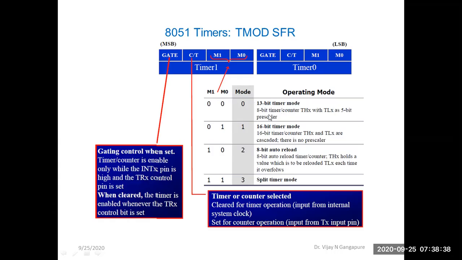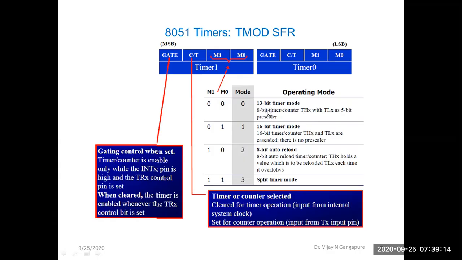Okay, 8 bits from THX and 5 bits from TLX. So 8 plus 5, that is 13 bits, are used. It means these count in the timer registers THX and TLX. So that may go up to a maximum value, that is, all bits 1 in these 13 bits, that is 8 bits from THX and 5 bits from TLX. Okay, that is the meaning.